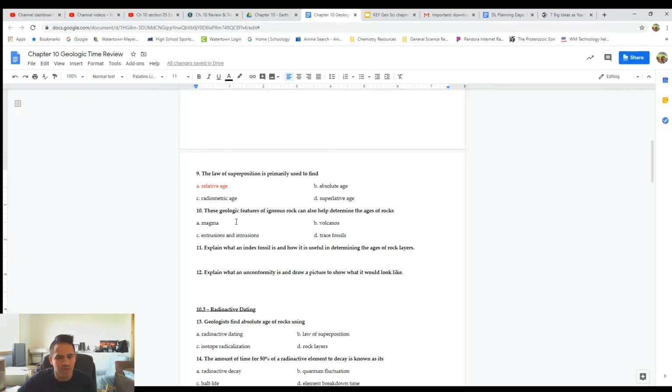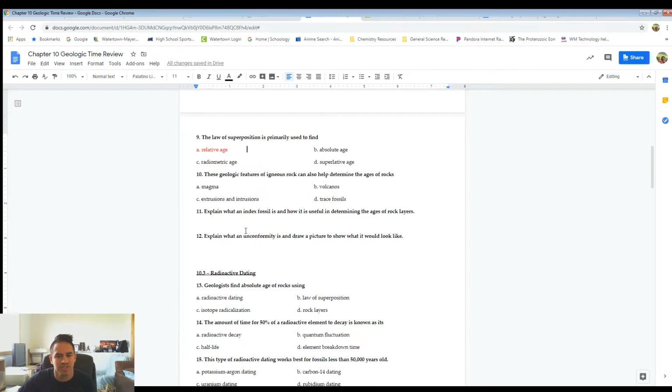So number 10, these geologic features of igneous rock can also help determine the ages of rocks. So there are a lot of different geologic features that we mentioned in the chapter, but extrusions and intrusions are the main ones. So remember that an extrusion or an intrusion is where you have igneous rock that pushes its way up through sedimentary rock.